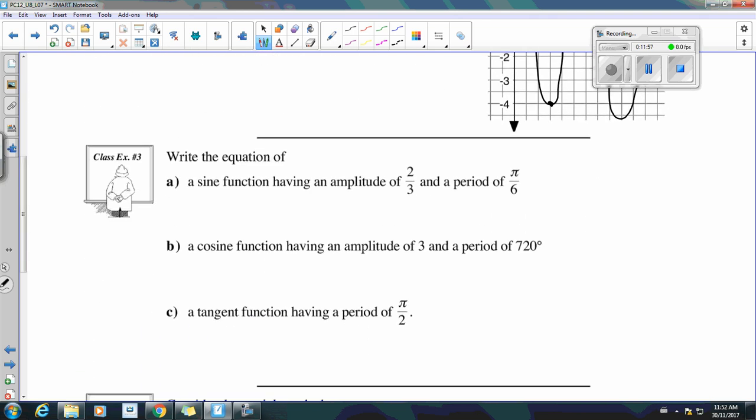Example 3, write the equation of a sine function having an amplitude of 2/3 and a period of pi/6. Well, the amplitude of 2/3 is simple. It gives me the a value right there. Finding the b value is a little bit harder.